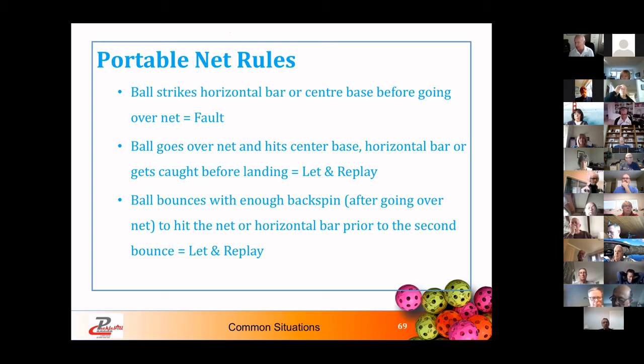So you understand that one? The ball goes over the net with enough backspin that it comes back over the net, but it's still got spin on it. And when it hits on this side of the court, it immediately throws itself right back into the net. That player didn't get an opportunity to play it, and that's a let. Same as if it hits the horizontal bar.